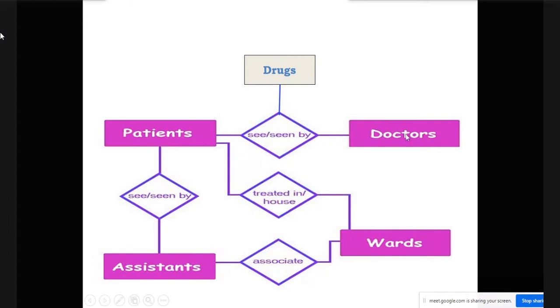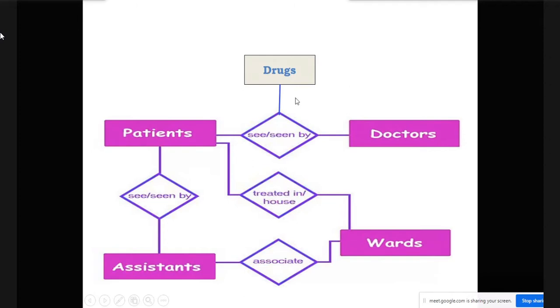So patient seen by doctor, or doctor sees the patient. Both ways you can read it. So if you are only writing seen by or sees, that is correct. It is not wrong if you are using only one verb. That is, patient and doctor have a relationship as seen, or you can also use checked or checkup. Doctor checks the patient. Patients are checked by doctor.